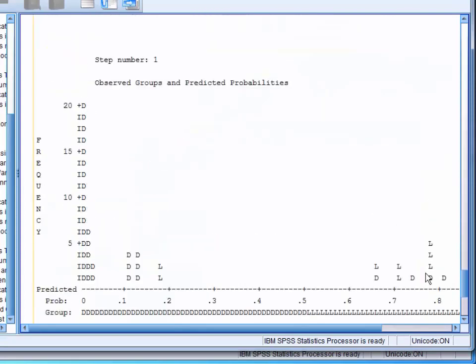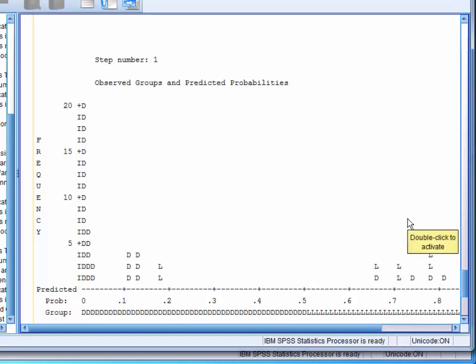Below this, we have a plot of the observed groups and predicted probabilities. This is another means of assessing the fit or accuracy of our model. Here, we can see that as the predicted probability of individuals leaving increased, the number of individuals that were observed leaving also increased. This indicates that our model has good predictive accuracy.